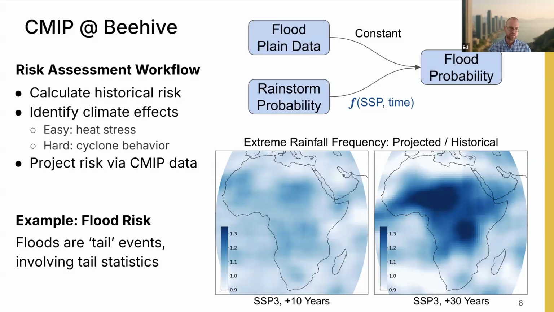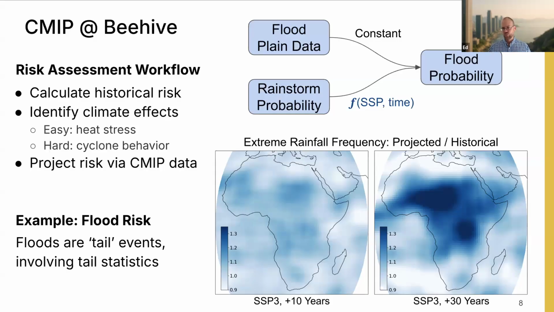And there's some economic modeling on top of that, but that's the basis of the risk assessment score that Adriel mentioned. So that's how we use this CMIP data to project a risk type forward in time. Floods are tail events, right? We don't find flooding from the majority of rainfall. We find it only from tail event rainfall, and so we have to look at tail statistics when considering flood risk. And I'm just showing you with this figure in the lower right an example of how we do this.